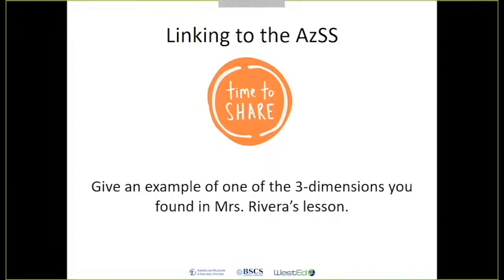Okay. Give me an example of one of the three dimensions you found in Mrs. Rivera's lesson. Try to be as specific as possible. If you could give me a lesson number and then what you saw. They definitely were engaging in argument from evidence and probably in multiple lessons, not just one or two. And yes, the cross-cutting concepts definitely throughout the entire unit were patterns, cause and effect. I would even say systems and system models.